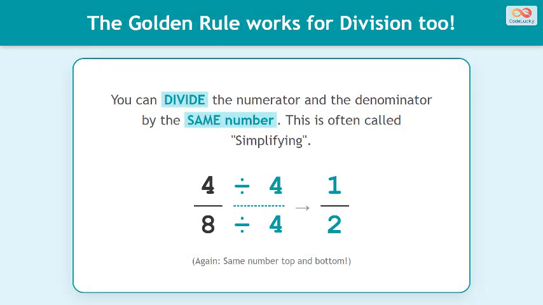The golden rule works for division too. If you have larger numbers, you can divide the numerator and the denominator by the same number to simplify the fraction. Here, we take 4/8 and divide both the top and bottom by 4. The result is 1/2. This is often called simplifying or reducing fractions.